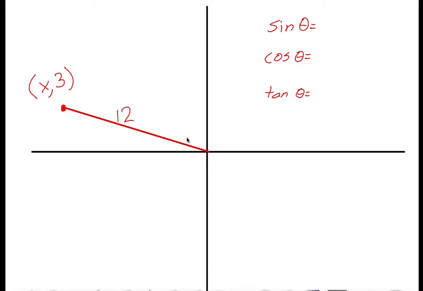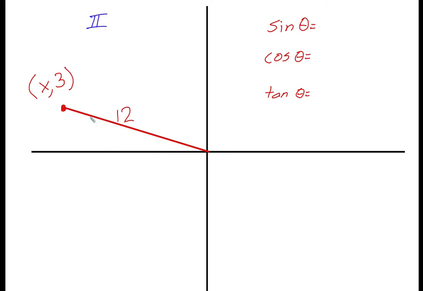A couple quick examples that should help you with using sine, cosine, and tangent for angles that are not between 0 and 90 degrees. We're not going to do a whole lot with it, just kind of lay the groundwork. So here we have some point over in quadrant number 2.